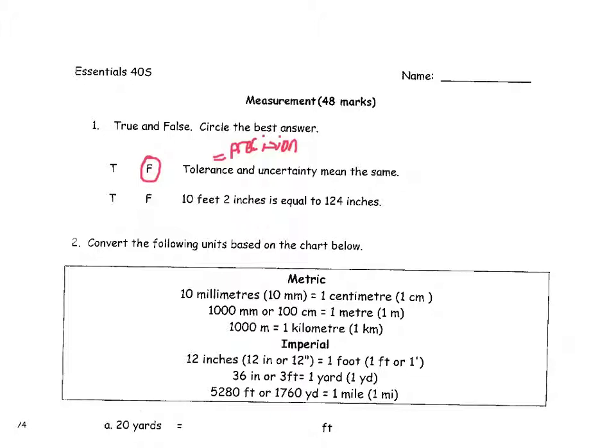Okay, 10 feet 2 inches is equal to 124 inches. That one is also false. 10 feet is 10 feet times 12 inches for every 1 foot, which gives me 120 inches. And so 10 feet plus 2 inches is 120 plus 2. This is actually 122 inches, not 124. Okay, let's continue.